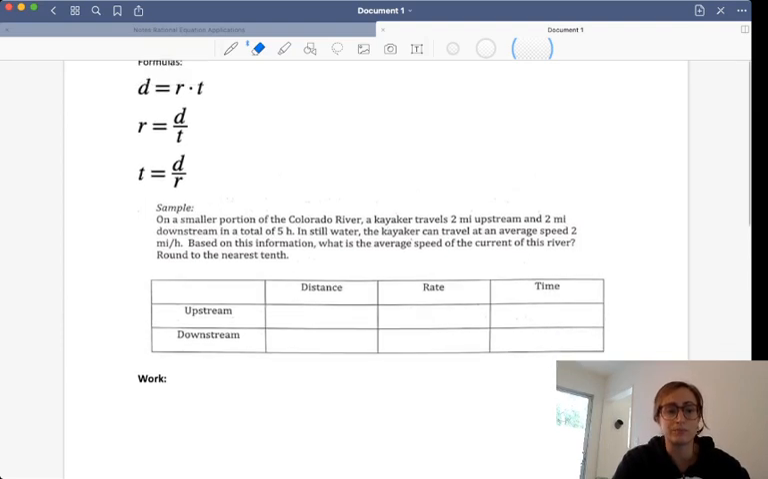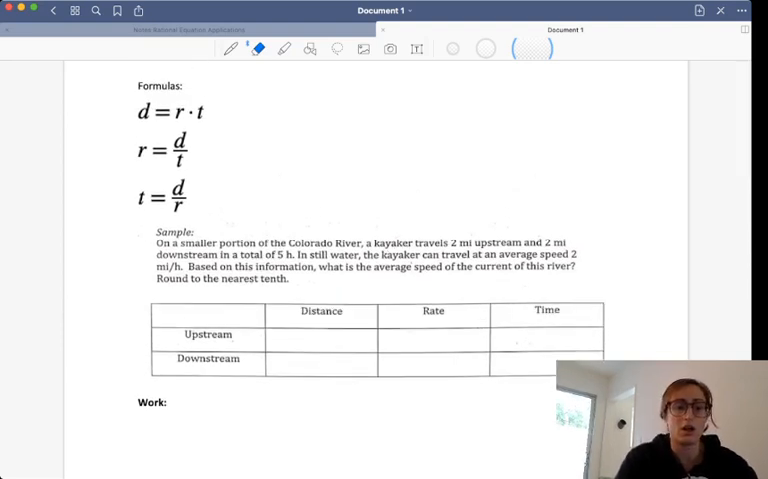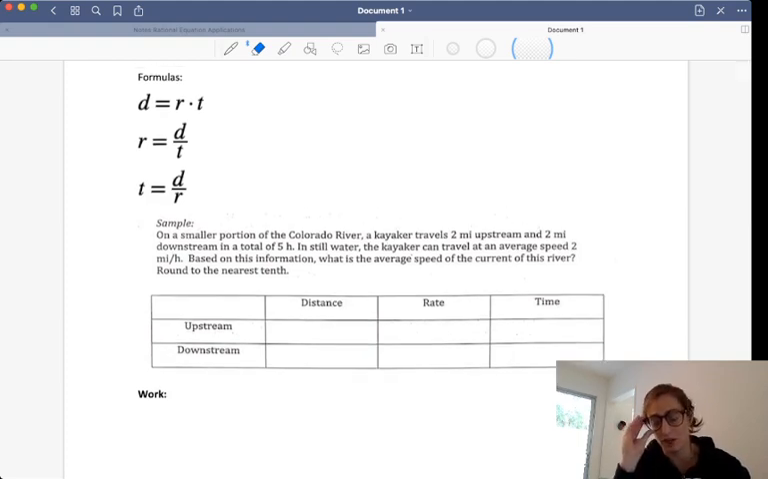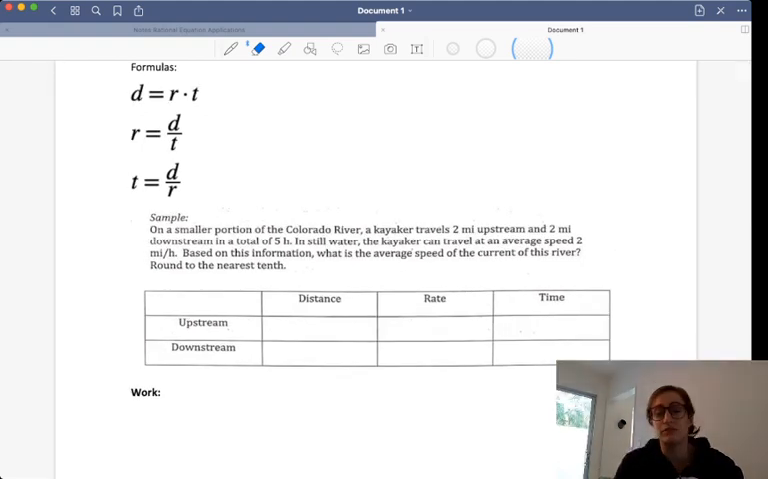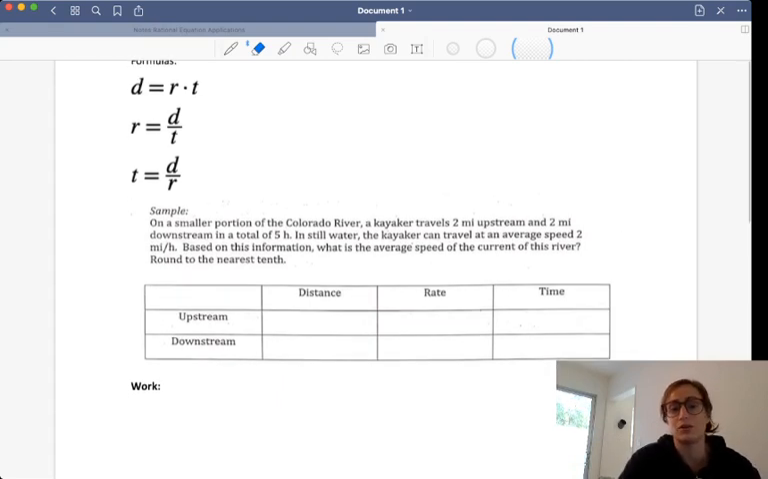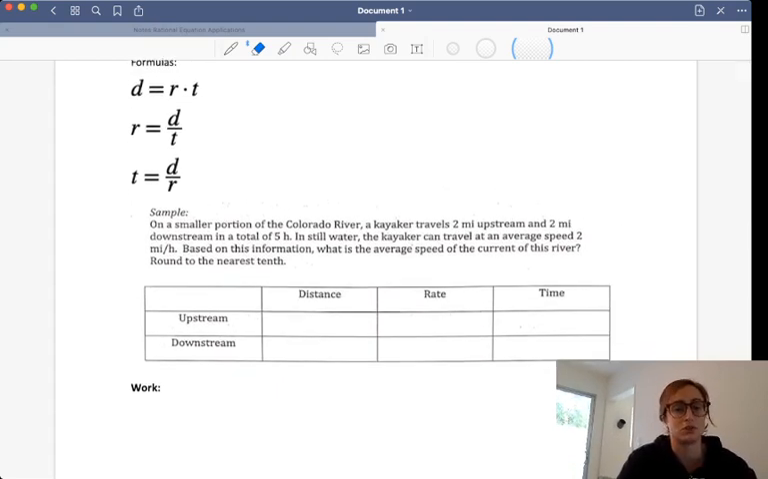Okay, so if you're not printing out the notes, I would take a minute to pause this and write down the problem so you have it. The other thing you could do is just watch the video, and then when you go to work on an assignment on your own, pull up the completed version of the notes that I'm going to post. So either way is fine.